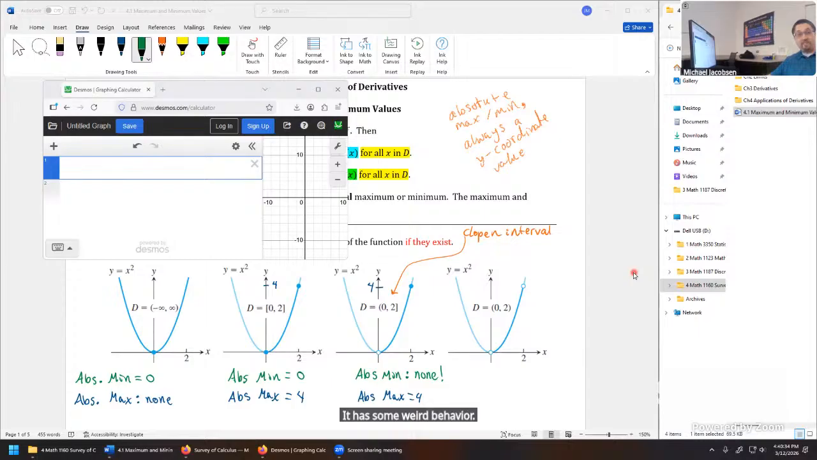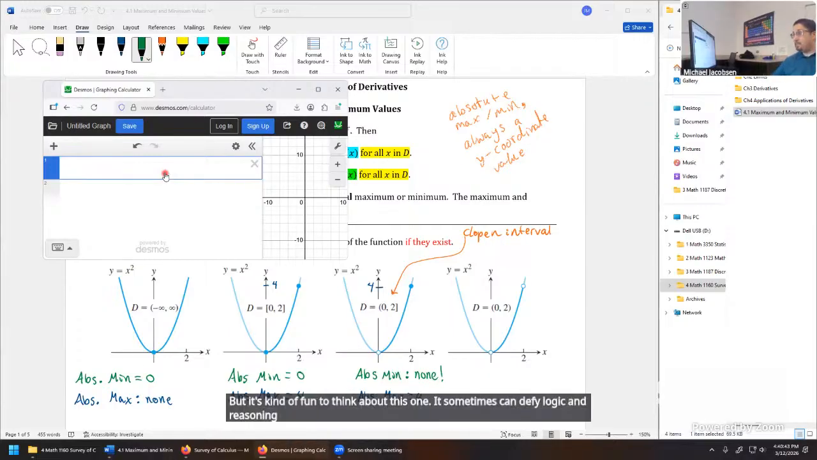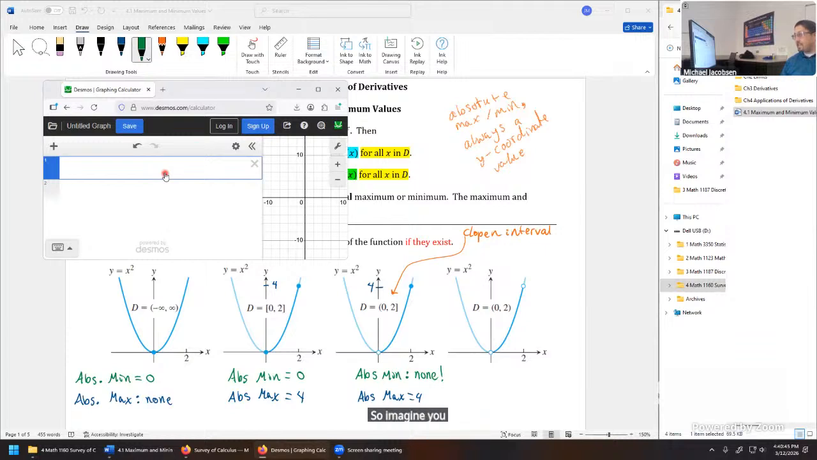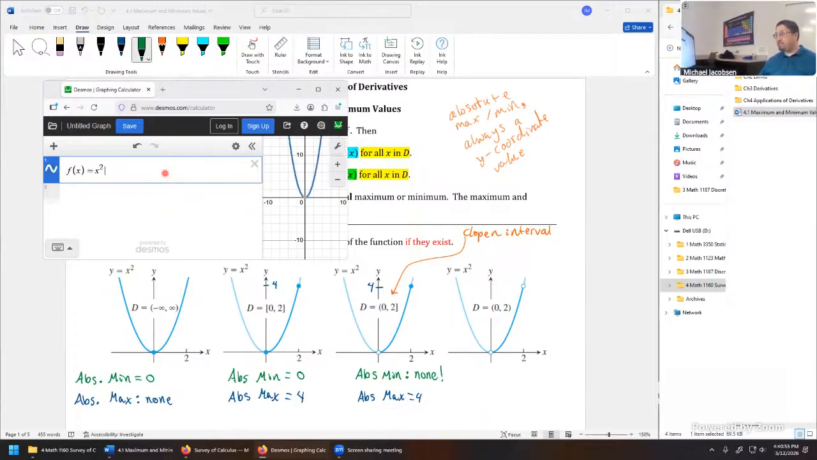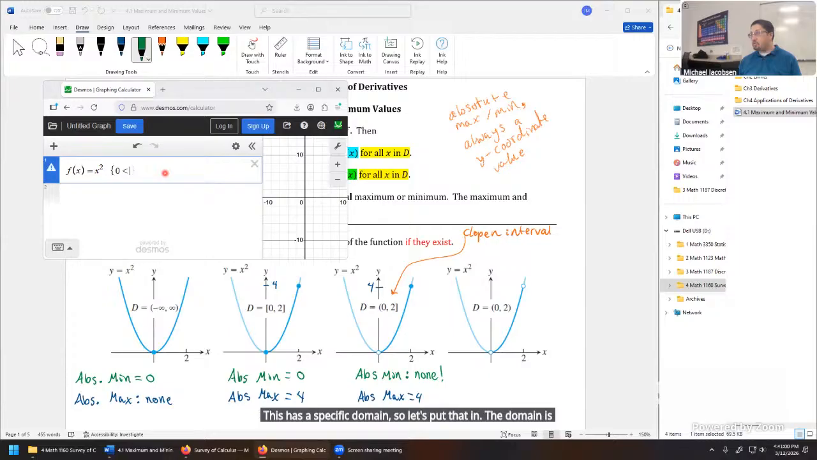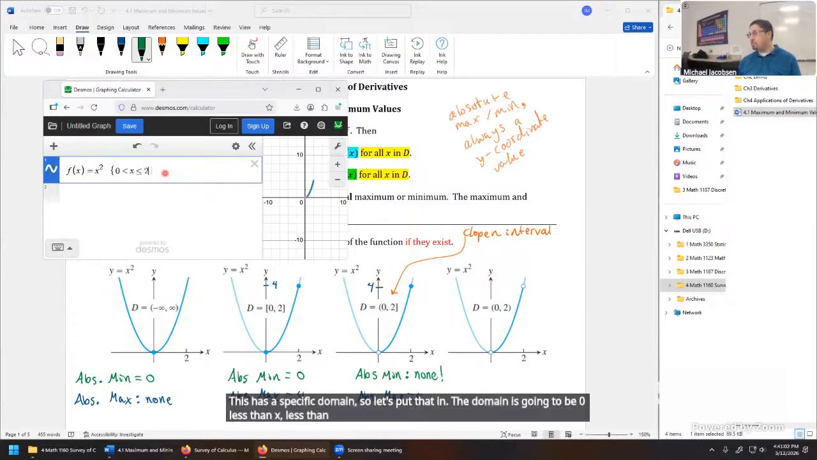Absolutely, Haley, this one wouldn't have a minimum at all. But it's kind of fun to think about this one. It sometimes can defy logic and reasoning why it has none. So imagine you found one. Let's say our function is f of x is x squared. This has a specific domain, so let's put that in. The domain is going to be 0 less than x, less than or equal to 2.